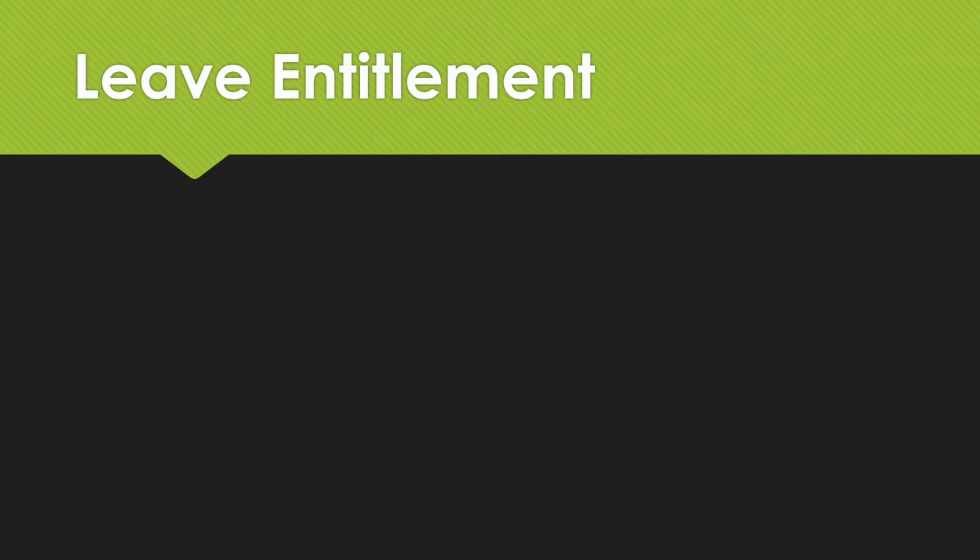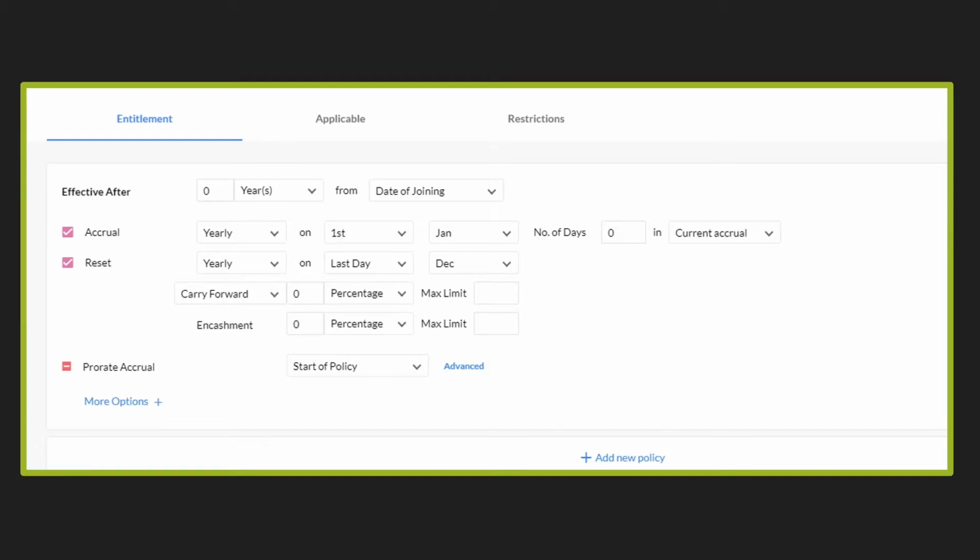Leave entitlement. So, entitlement, effective after. Years denotes the years after the date of joining. For example, 2 years indicates that the leave is effective after 2 years from the date of joining. In the second drop-down, you can choose between date of joining or date of confirmation.